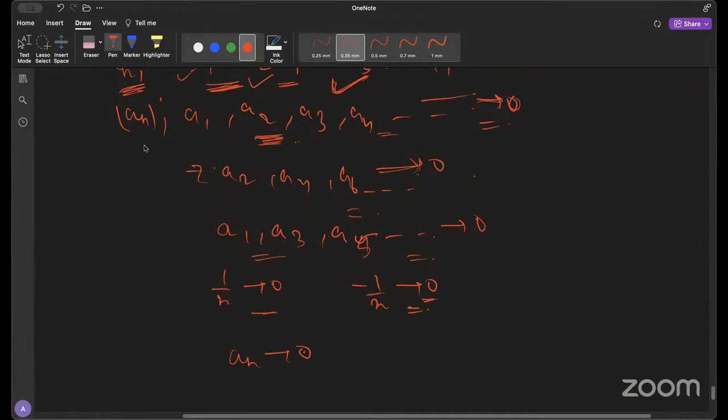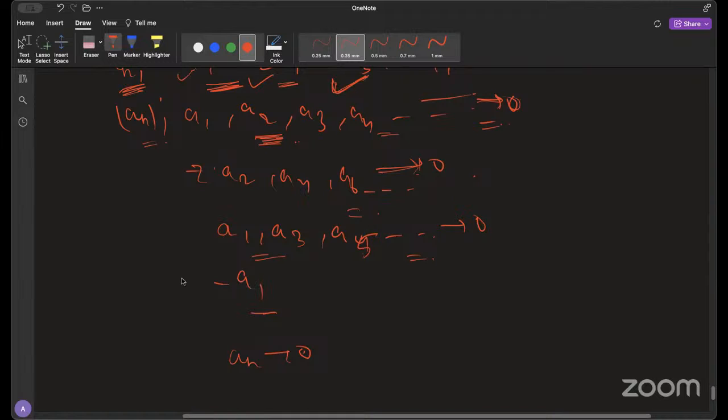And this is the modulus of the sequence, which is going to 0. Odd going to 0, understood. Even going to 0, understood. 1 by n going to 0 means minus 1 by n goes to 0. That also is understood.